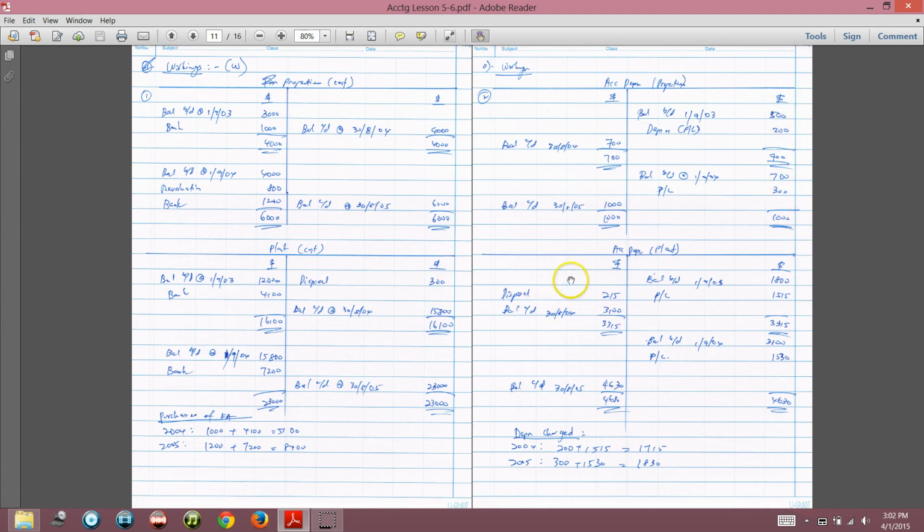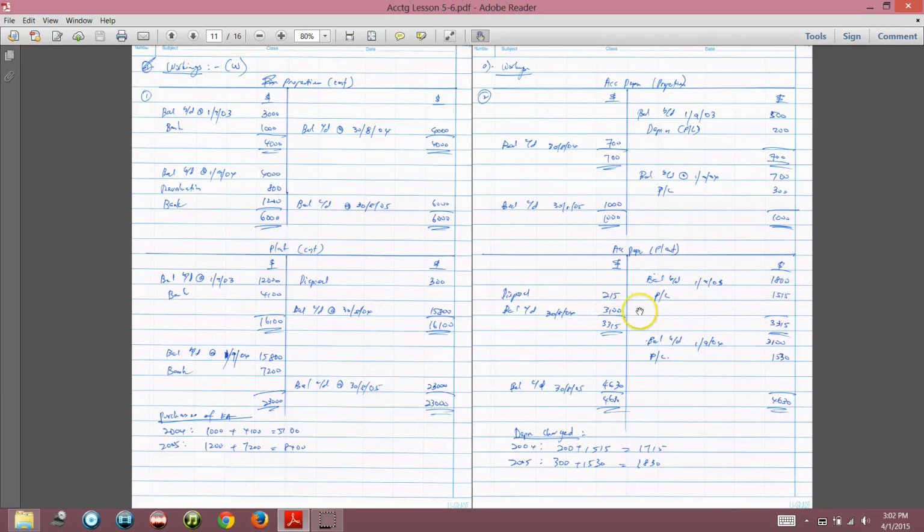Anything that makes this accumulated depreciation account lesser we will put on the debit side. This side is minus, okay? So if the asset is sold, the accumulated depreciation should be taken out from the accumulated depreciation account. So we put it on this debit side. This 215 was the accumulated depreciation for the plant that was sold. So I put it this side.